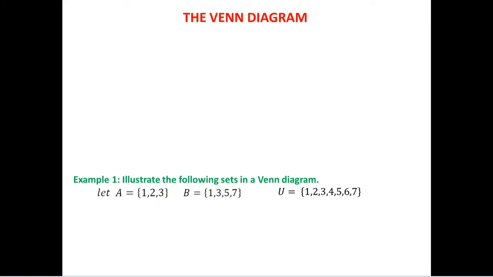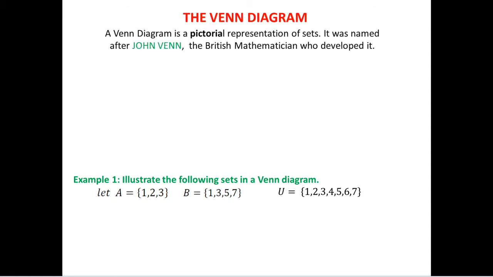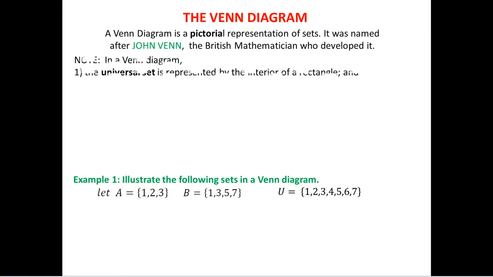Hello everybody, today we are going to study the Venn diagram. A Venn diagram is a pictorial representation of sets. It was named after John Venn, the British mathematician who developed it. A Venn diagram basically uses a rectangle and circles inside a rectangle.